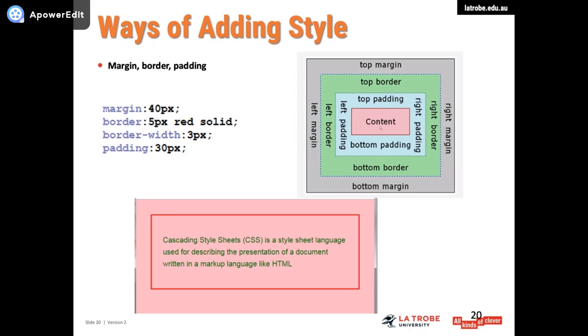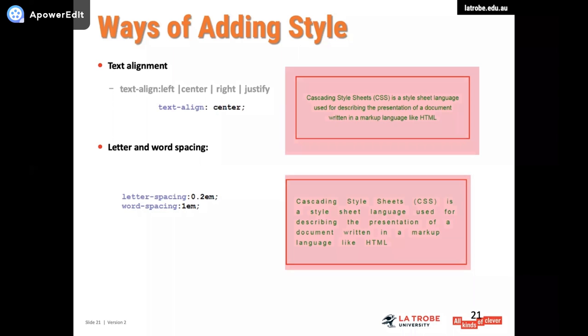And next is text alignment. The keyword text-align takes different values. It could be left, center, right, or justify, to change the text alignment in your website. This is very similar to a Word document.